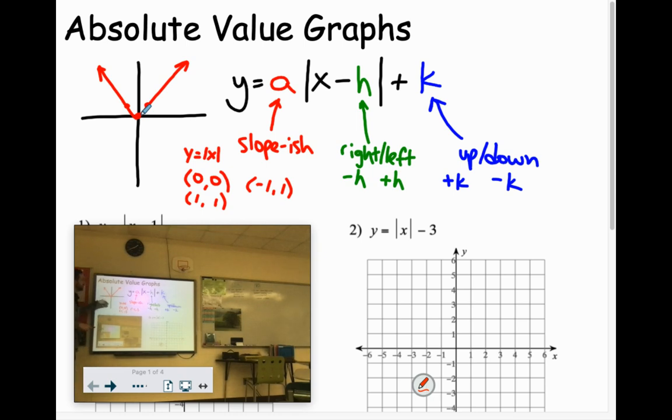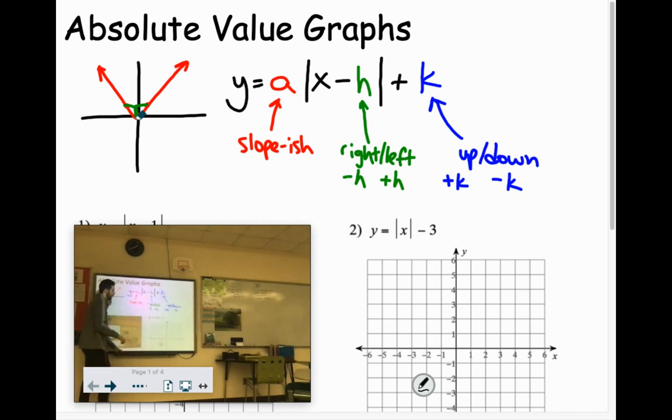Now again, think of the important parts of that. It starts at 0, 0, and the next points are just up 1 over 1 in both directions. Okay? It forms a V. So we're going to be transforming this, which means we're scooting around this V.